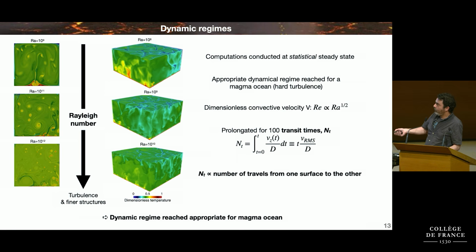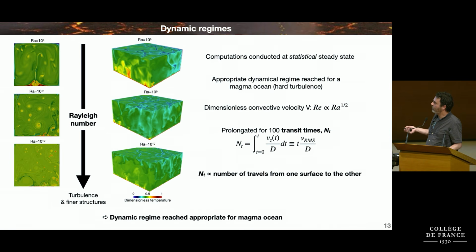So as we go down, the Rayleigh number increases, and you can see for both 2D and 3D that as the Rayleigh number increases, the structure becomes smaller, and the turbulence becomes more important. And we managed to reach a statistical steady state. So it's not purely a steady state, but it oscillates around a mean value for all the quantities that we're interested in. And we prolongated this state for hundreds of transit times.